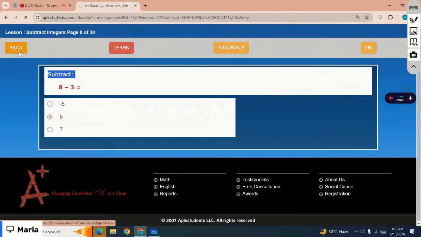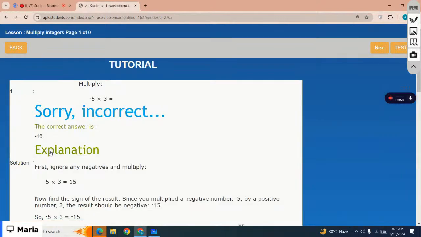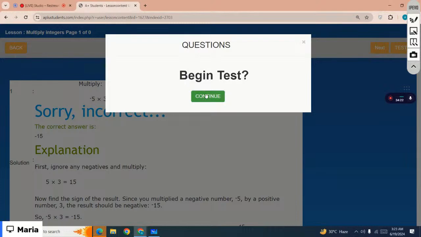The next lesson is multiply integers, I think. Yes, let's start with multiplying integers. The rule to multiply integers: if both numbers have the same sign, the answer must be positive. And if the numbers have different signs, like if either number has a negative sign, the answer is negative.